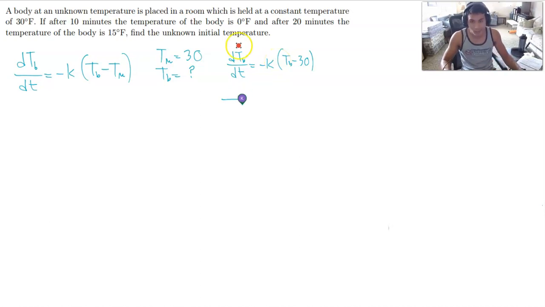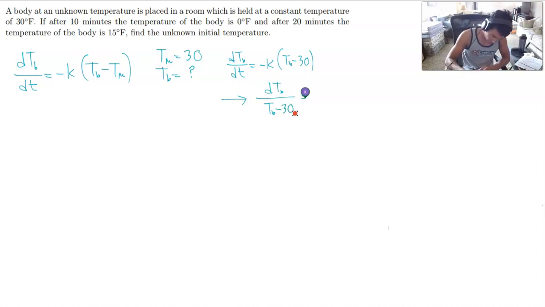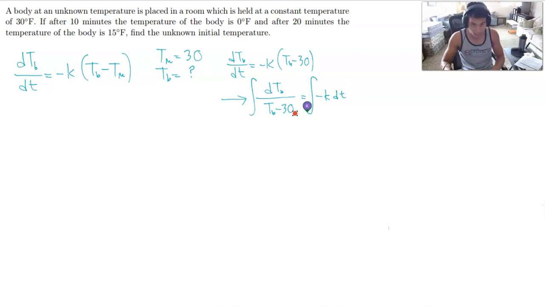But we can find out what k is by doing some differential equations. If we put this differential over here and get this term and put it under here, because we want everything with T_B over here and everything else over here, we get the form dT_B divided by (T_B minus 30) is equal to negative k dt. That's what we get. Then, to get the solutions, you put an integral sign on both sides and you integrate.